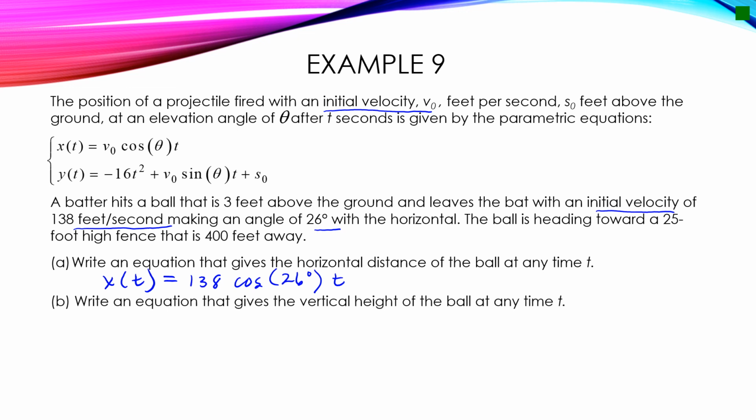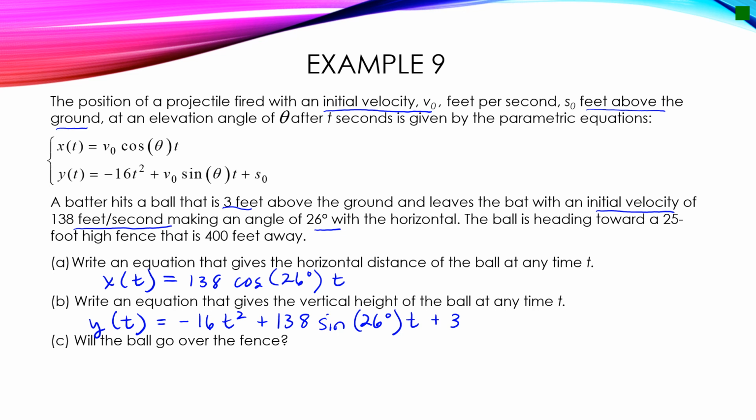For part B, it says to write an equation that gives the vertical height of the ball at any time. So the vertical is the y of t. So I have negative 16 t to the second power plus my v sub 0, which I already said was 138, times the sine of 26 degrees times t, plus s sub 0. S sub 0 is the feet above the ground, and I am 3 feet above the ground, so plus 3.